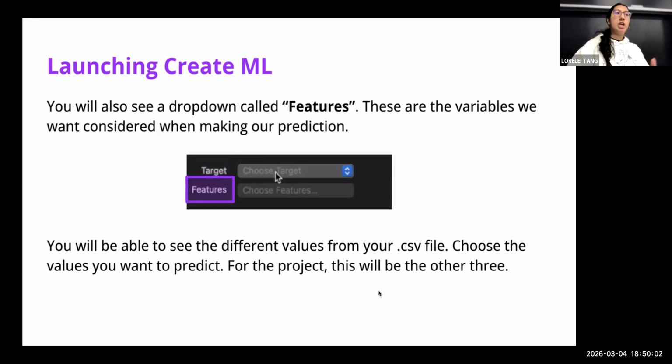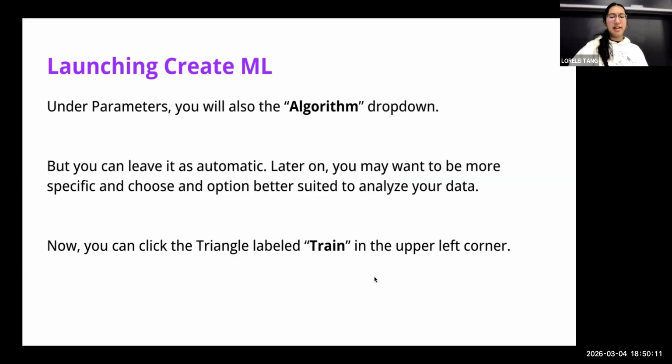And the features is like the opposite of that. Those are all the variables that lead to your prediction. So that's going to be all the other 3 variables, like wake up and coffee amounts, all that stuff. There's also a feature that you most likely will not use too much, which is called algorithm.